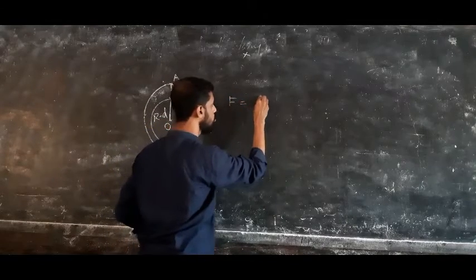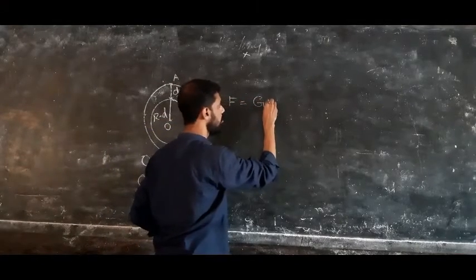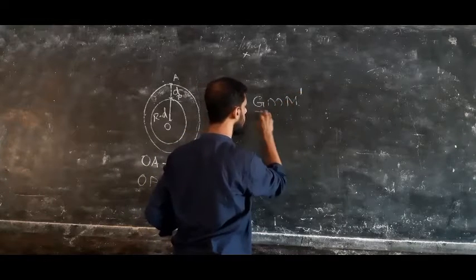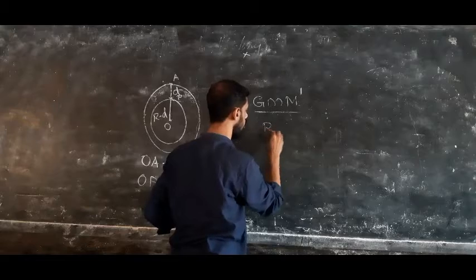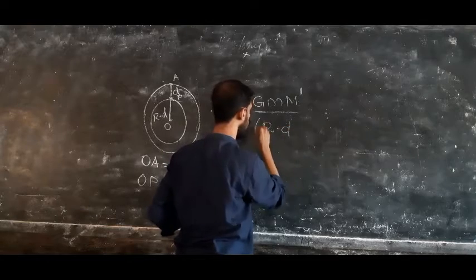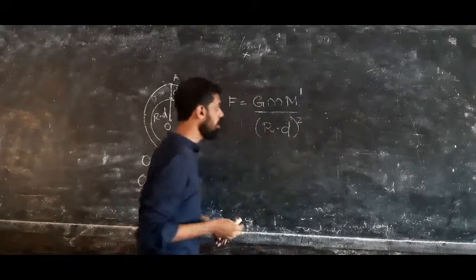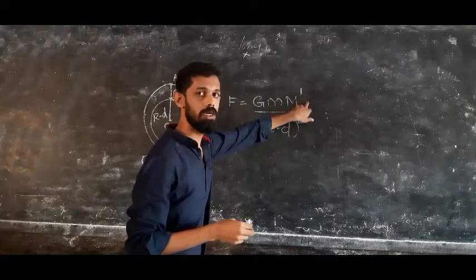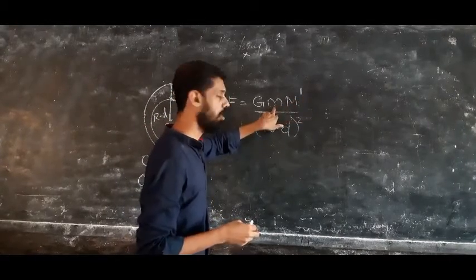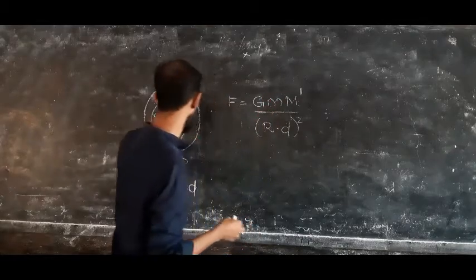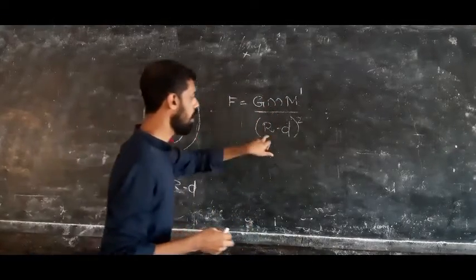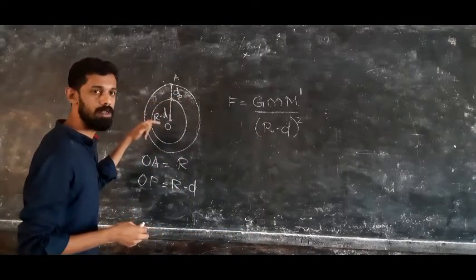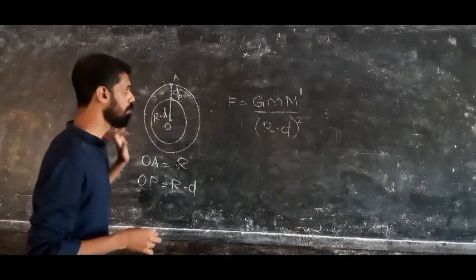F equals G m m dash divided by (R minus D) square, where m dash is the mass of the Earth, m is the mass of the moving particle, and R minus D is the remaining distance the object needs to travel.